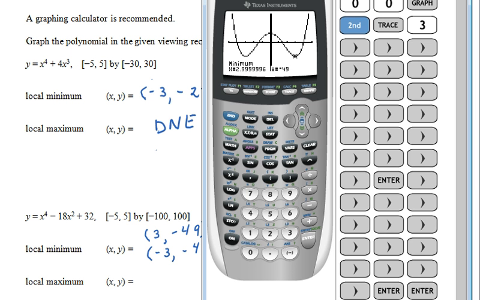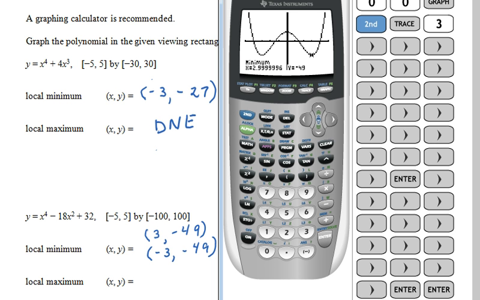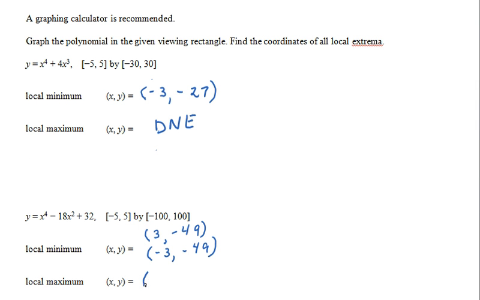Now, it certainly appears from the graph that the local maximum is the y-intercept of this graph. We can see that the y-intercept would be 32 by plugging in 0 into the equation. So it appears as if our local maximum is 32.